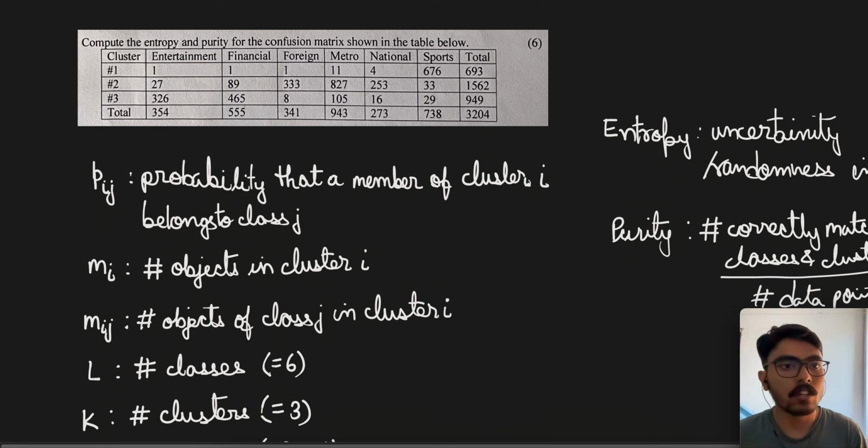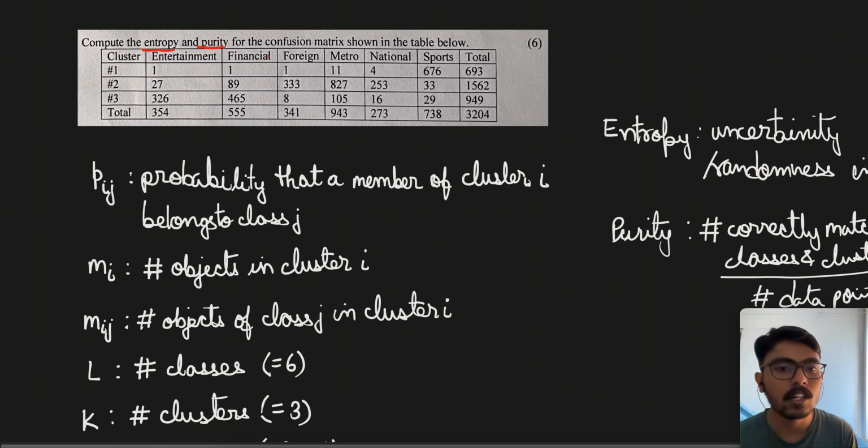Hello everyone. Today we are going to discuss another problem, and this problem is basically based on decision tree algorithms and their functioning, because these two topics, entropy and purity, are solely related to the attributes used in splitting a particular node into two branches. We will be discussing that in a later video, but let's focus. Compute the entropy and purity of the confusion matrix shown in the table below.